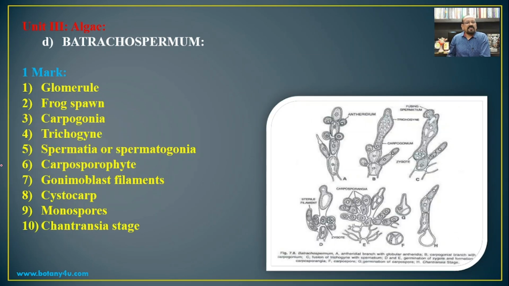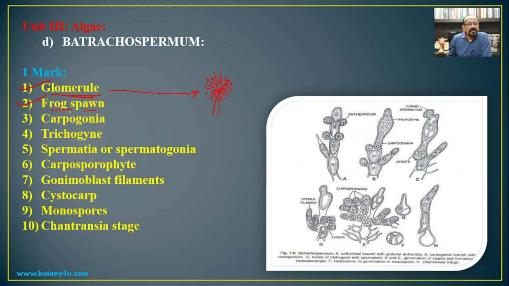The 1 mark questions in Batrachospermum include the glomerule. As we have seen, when there is a development of the branches of limited growth in Batrachospermum from all sides, there is a formation of a spherical type of structure from each node, and this is known as a glomerule.